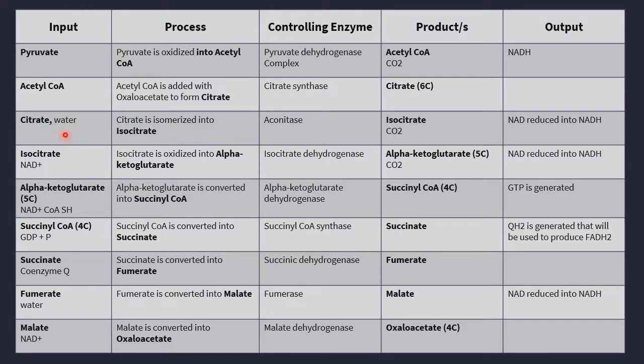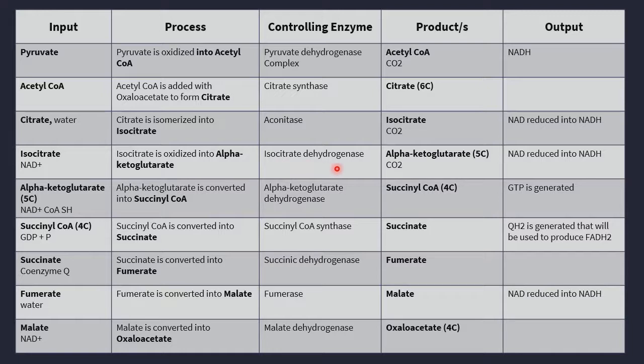Citrate and water as an input will undergo isomerization into isocitrate. This is done by the enzyme called aconitase. So the isocitrate molecule and carbon dioxide are the products in this process, while the output is NAD being reduced into NADH.